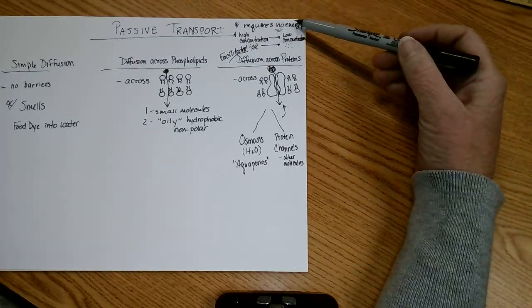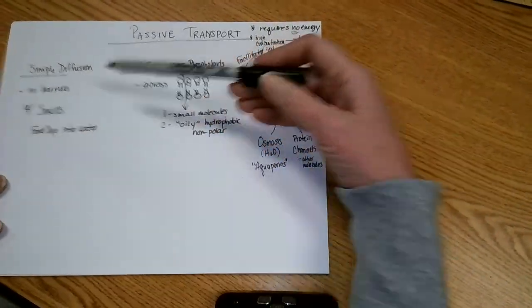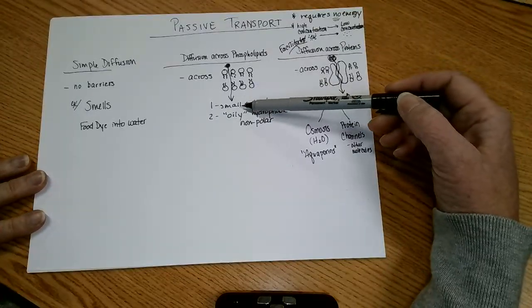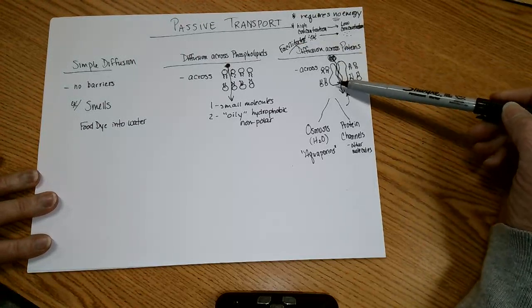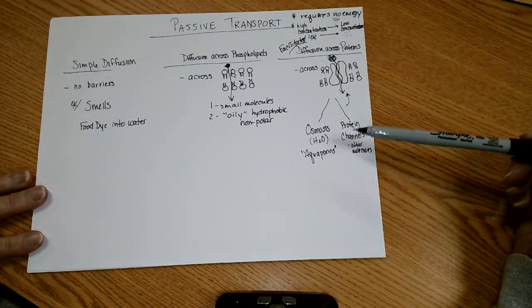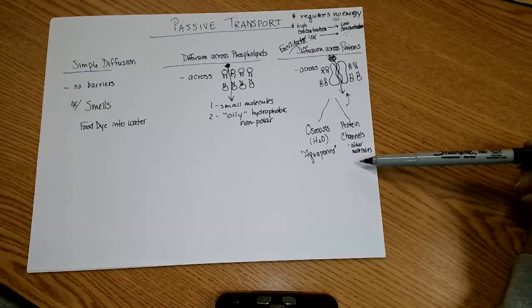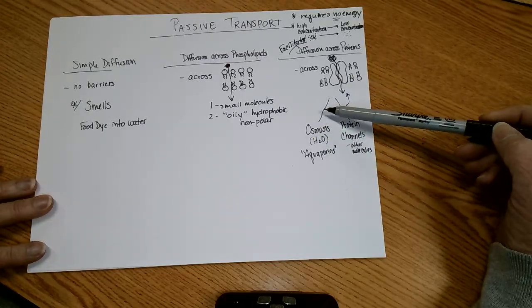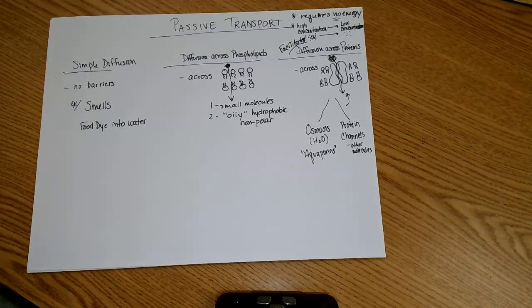Remember, no energy is needed, goes from high to a low, kind of like riding that bike down a hill. And there's simple diffusion where there's no boundary, diffusion across the phospholipids. That molecule better be small and oily. But if that molecule is not small and oily, it can use facilitated diffusion where it goes across a protein channel. If that protein channel is just letting any other molecule through, we just call it a protein channel. But if that protein channel allows water to go through, then we give it a special name called aquaporins. And that's it for passive transport. We'll go into osmosis in the next video.